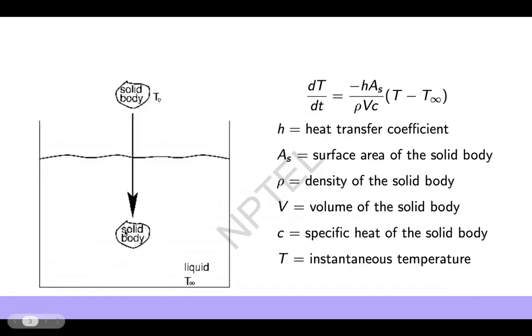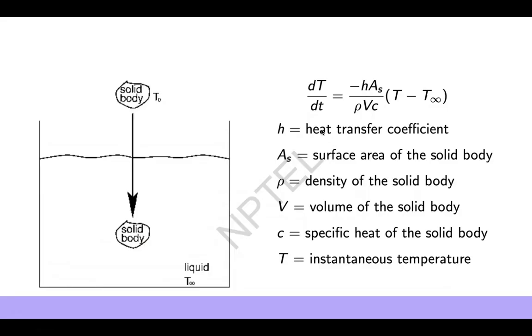The capital T refers to the temperature of this body. This changes with respect to time. And how does that change with respect to time? The rate of change of temperature is given by this equation: dT/dt, where t is time, is equal to minus hA_s divided by rho V c, times (T minus T infinity). T minus T infinity is the difference between the solid body and the liquid temperature. This is the driving force for the heat transfer.